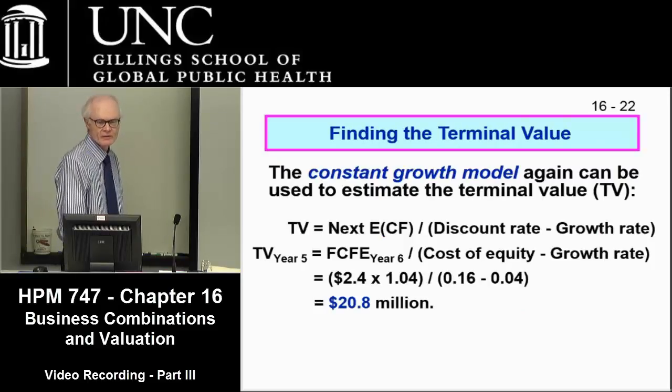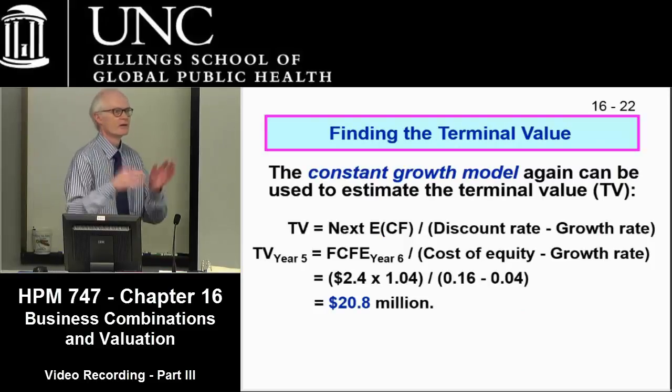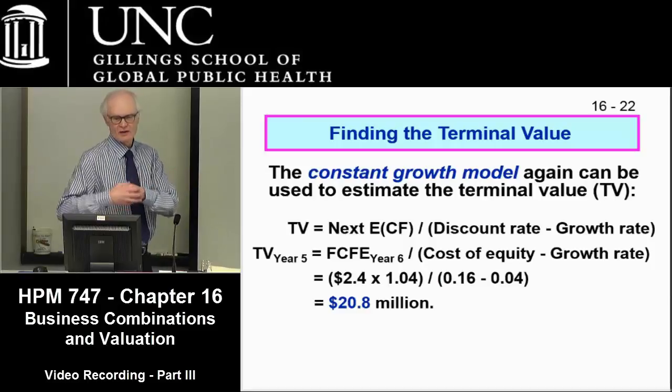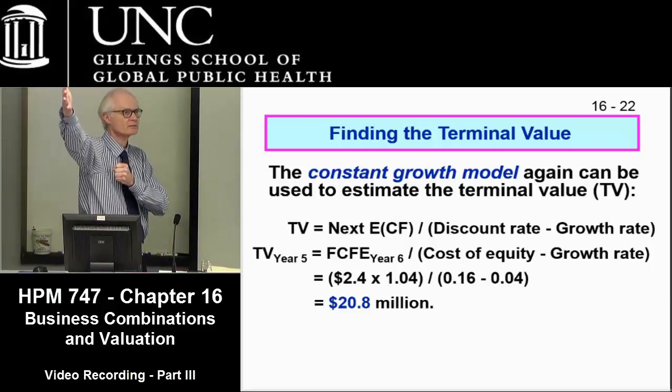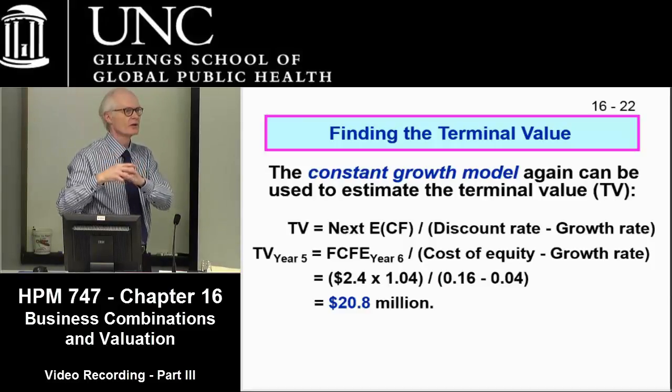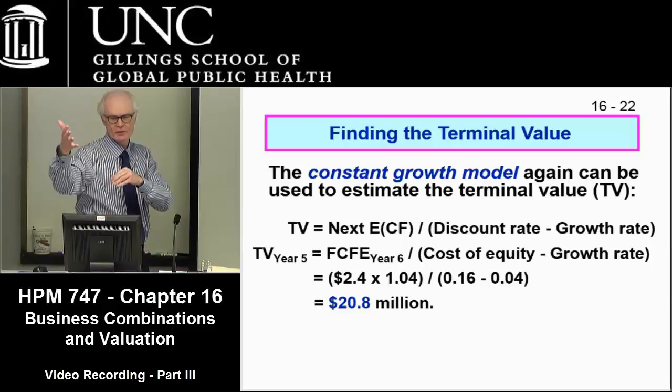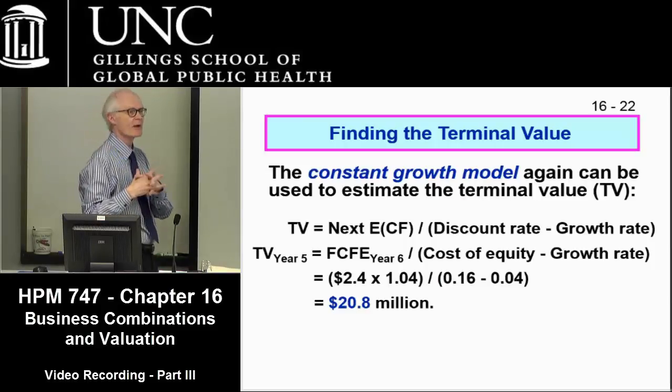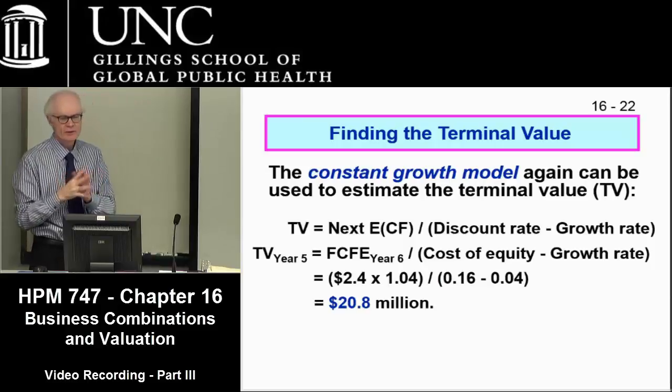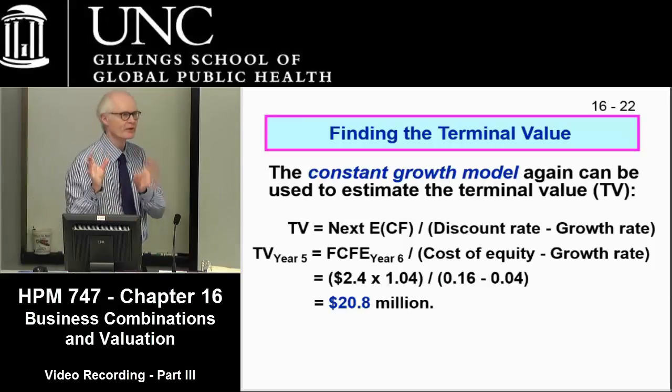We're saying 5 years from now, the West Side Clinic will face forever growth of 4%, and it's $2.4 million in net income right now. It's going to grow at 4% per year. Our cost of equity capital is 16%, and the growth rate's 4%. Doing that, if those assumptions are correct, then we would pay $20.8 million for West Side Clinic 5 years from now. Is that transparent? Or did that confuse?